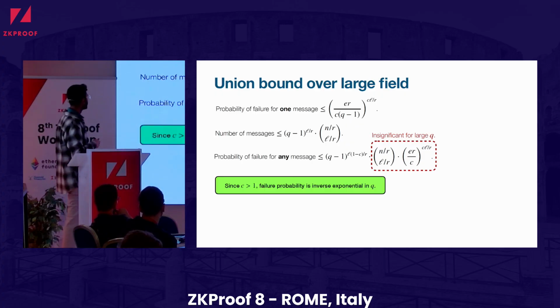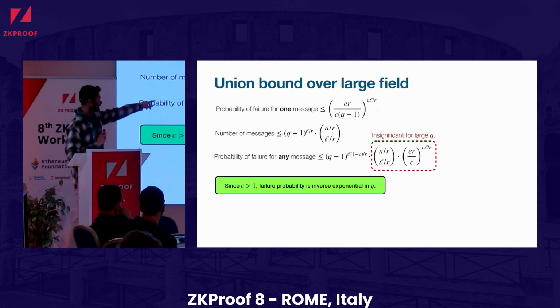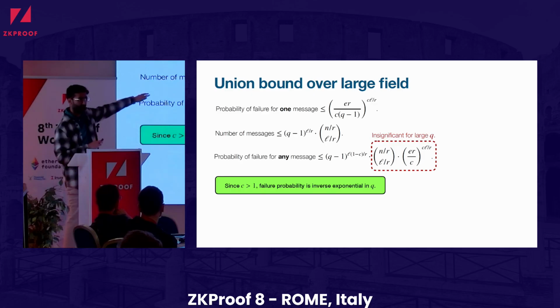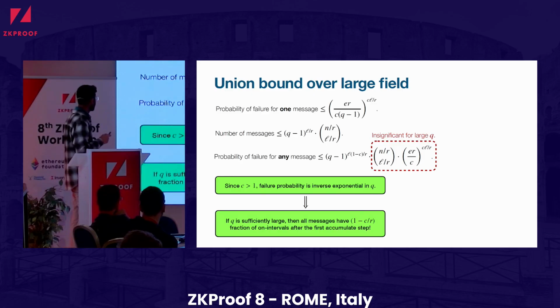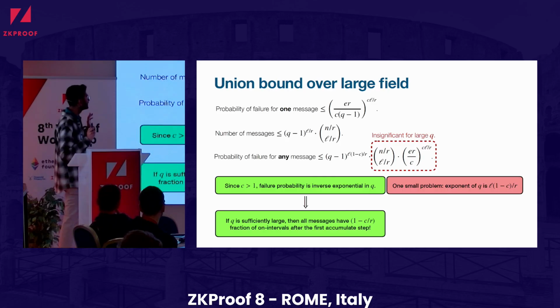And therefore, because C was greater than or equal to 1, the failure probability is inverse exponential in Q. So you can see that the exponent of Q minus 1 is L times 1 minus C divided by R, and C is greater than 1. So the exponent is negative. And because this happens, if Q is sufficiently large, then all messages have 1 minus C over R fraction of on intervals after the first accumulate step.